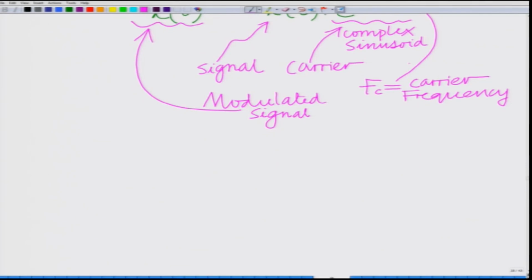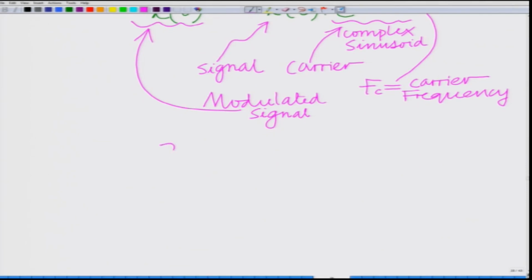Of course, we are going to keep encountering this principle of modulation frequently in various communication systems as we go through the modules in this course. It is a very important step in any communication system. Now, what happens to the Fourier transform under modulation?